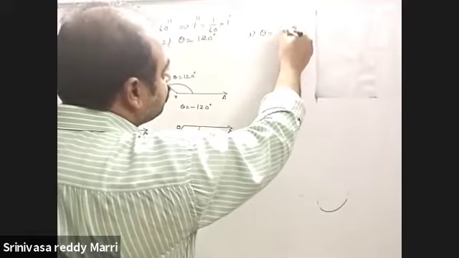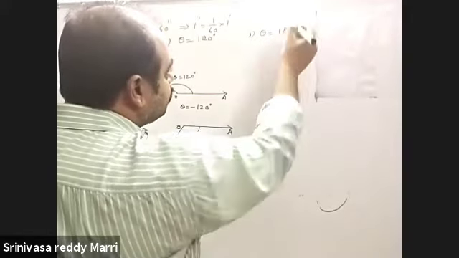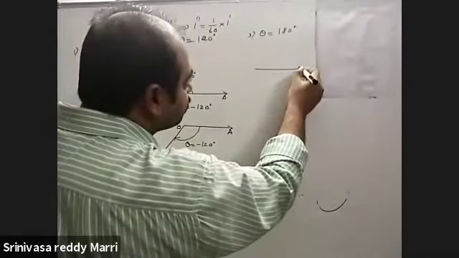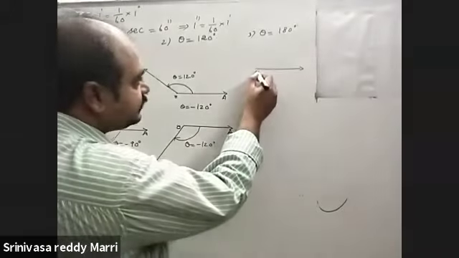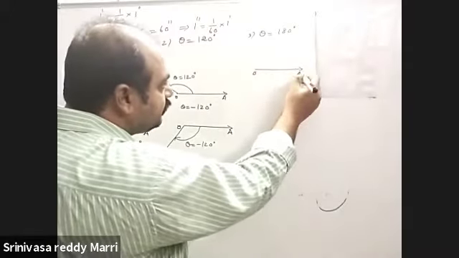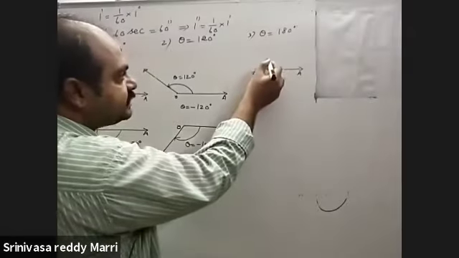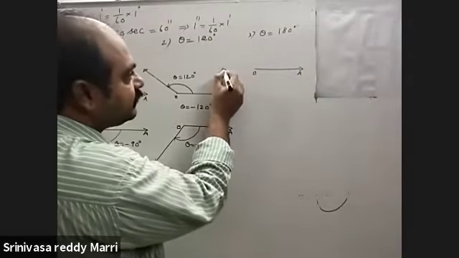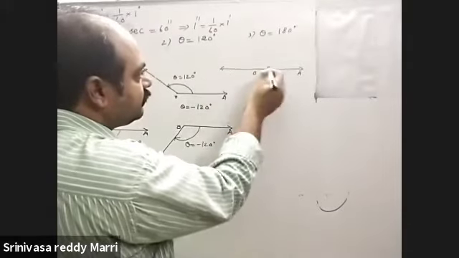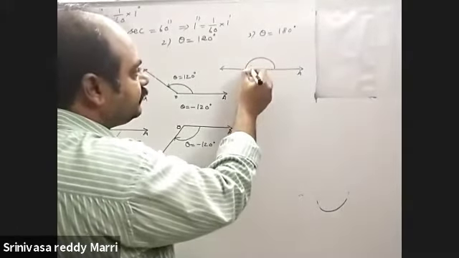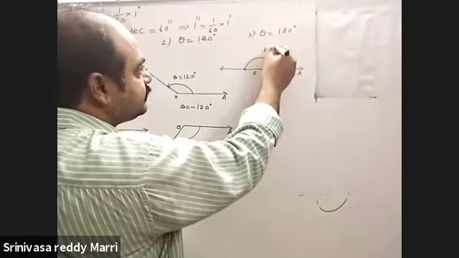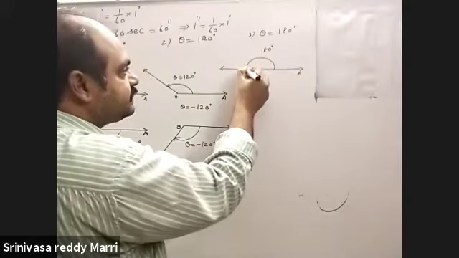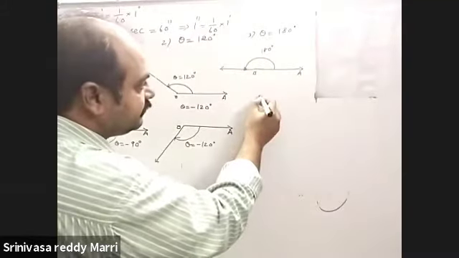Suppose theta equals 180 degree. Look at this, this is the initial ray. 180 degree means measure like this, and the terminal ray will come to the opposite side. So this is 180 degree. If you measure this angle like this, it is 180 degree.